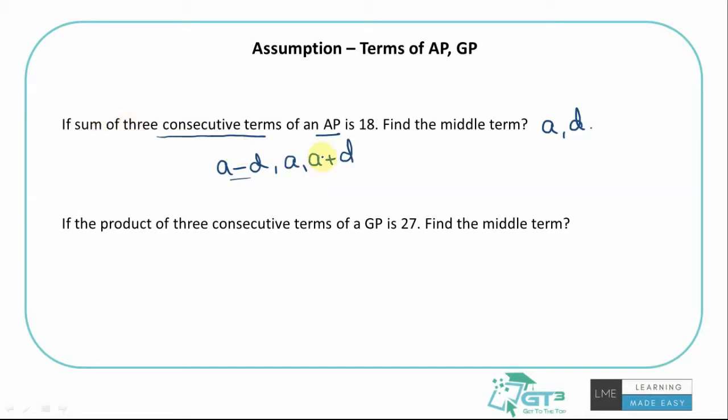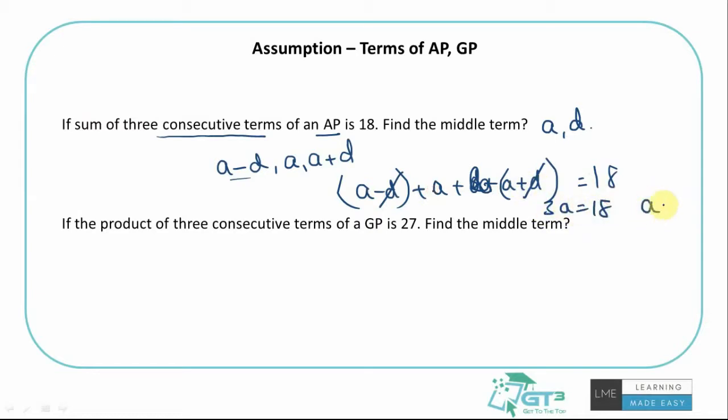When I say the sum is 18, I just need to add the first term plus the second term plus the third term, which is 18. With the way we have written, we can easily cancel out minus d plus d. I'll have 3a is equal to 18. So a is 6. I don't know what my first term is yet, right? I know the middle term is 6. From the given information, I can only comment on that.